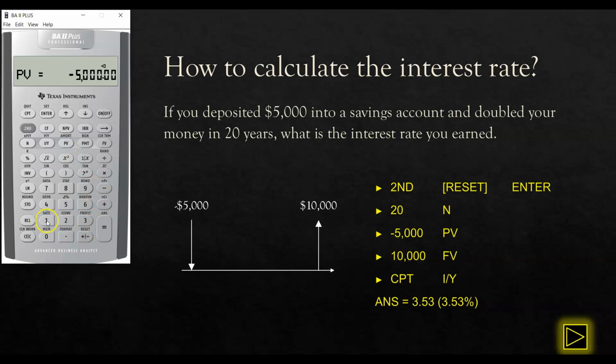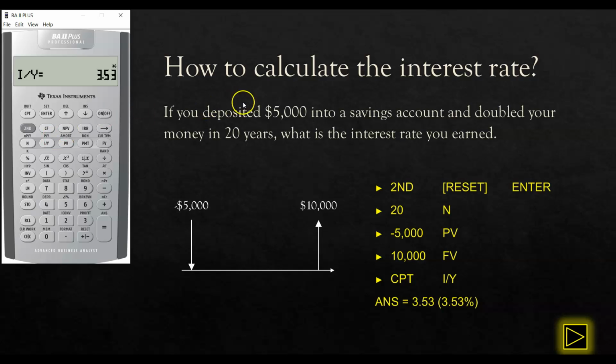Then I go ahead and enter 10,000, right? This is how much that I will be receiving after 20 years. Then I put that in as my future value. Then I can go ahead and solve for the interest rate. As I said, 3.53, that actually means 3.53% per year. That is basically what you're earning on an annual basis.